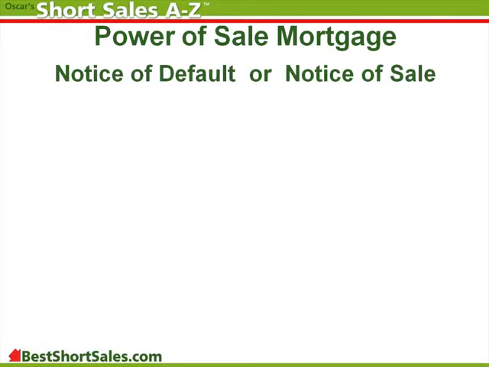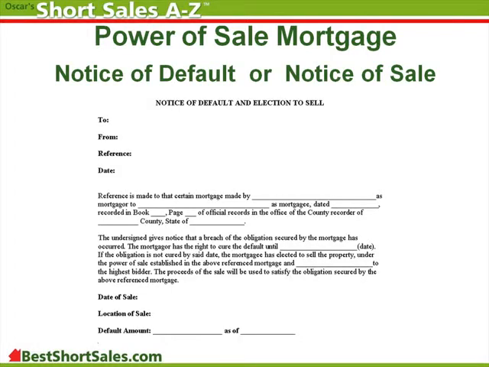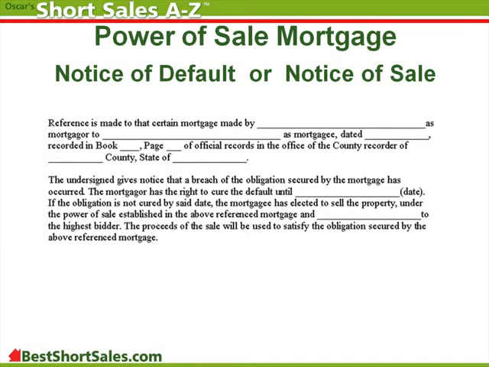With a power of sale mortgage, in case of default, the debtor typically receives a notice of default and election to sell. This is commonly known as the NOD. Other terms, such as notice of breach of contract, are often used. This varies per each state's statutes.